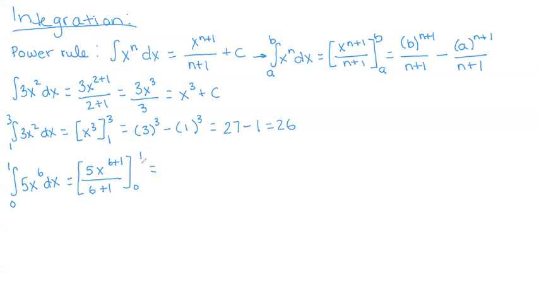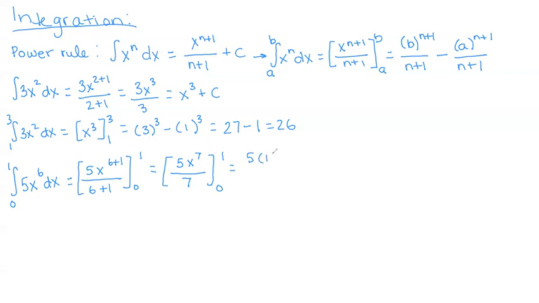So just plug in, well, we can simplify this first, I guess, make it look a little bit nicer. So we have 5x^7, 6 plus 1 is 7, divided by 6 plus 1, which is 7. Then we will evaluate this from 0 to 1. All right, so now we will plug in 1 up top first.